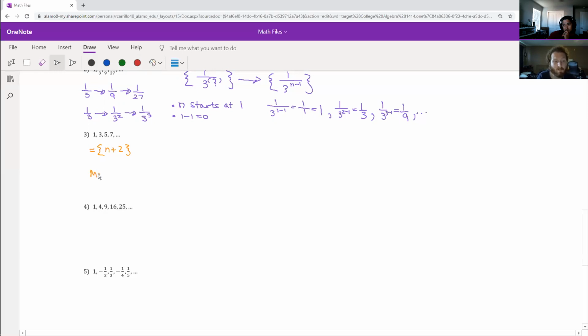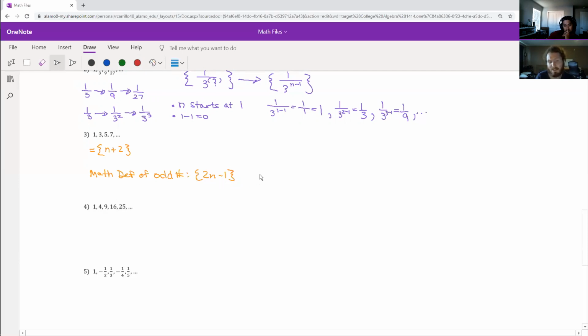So the math definition of an odd number is this: 2n minus 1, right? So if you plug in 1 to this, you get 2 times 1 is 2, minus 1 is 1. You plug in 2, you get 2 times 2 is 4, minus 1 is 3. Plug in 3, 2 times 3 is 6, minus 1 is 5, and so on. And this produces all of your odd numbers. The even version of this, you just knock off the 1 and you get 2n. And it gives you all the even numbers.